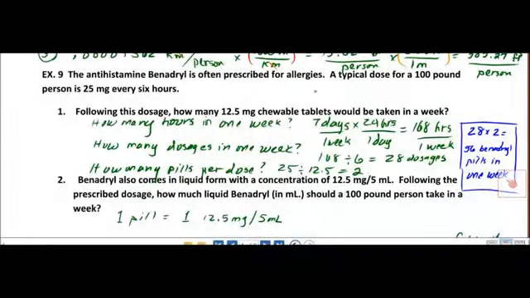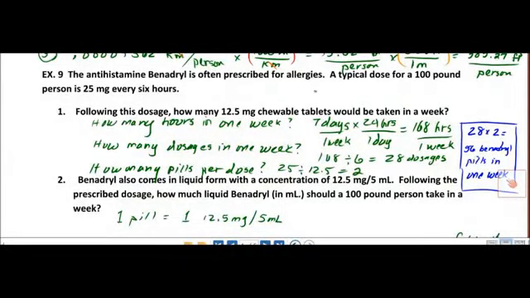You may have started this one differently, but what I chose to do first was to find out how many hours were in 1 week. So I multiplied 7 times 24, because there's 24 hours in a day and 7 days in a week, to get 168 hours in 1 week. Once I knew how many hours I had in a week, I wanted to find out how many dosages would be in that week. And since you take it every 6 hours, I divided 168 by 6, and that told me I would need 28 dosages of Benadryl in a week.